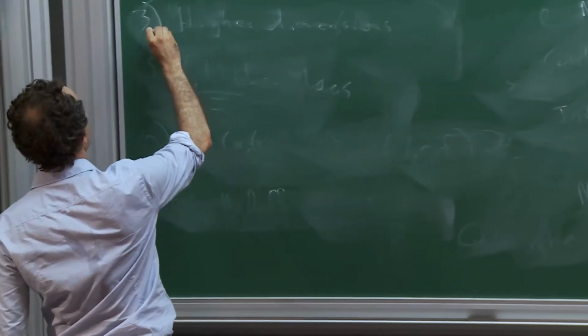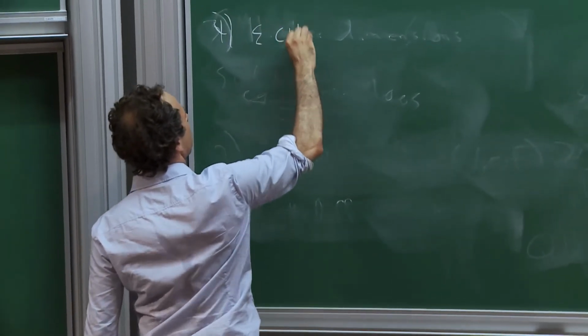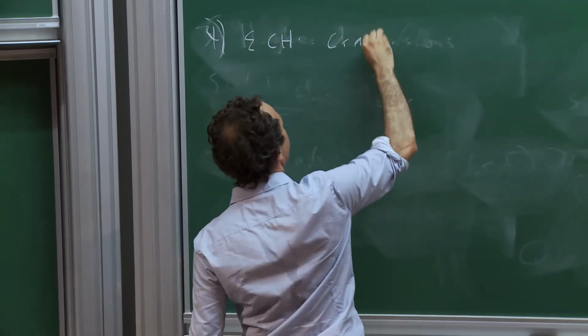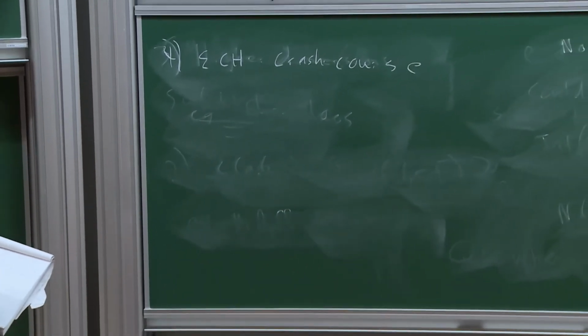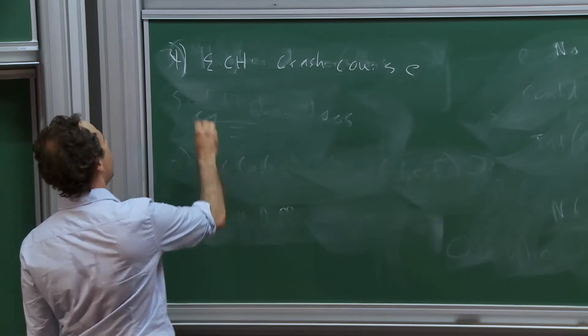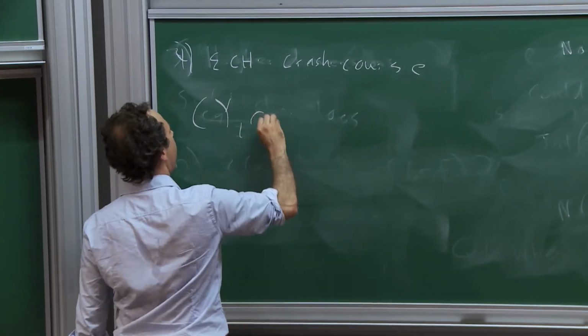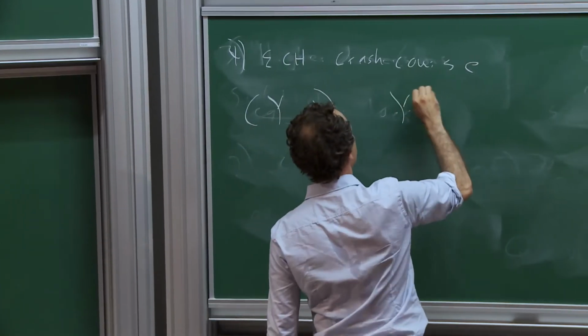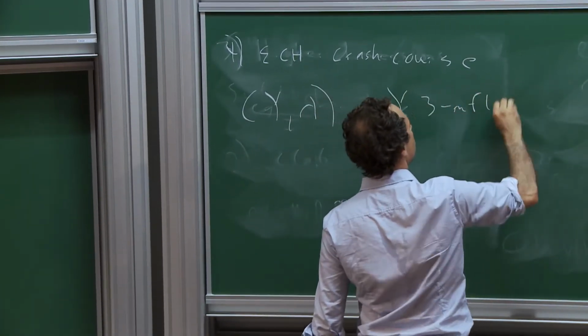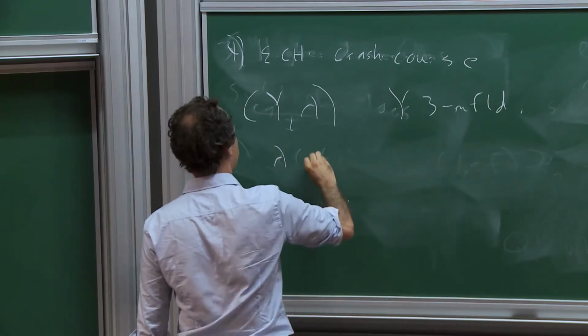So now we have our ECH crash course. You should think of this as the complete opposite of a mini course, where everything is done carefully and in much detail. OK, so for ECH, I have a 3-manifold. So now Y is a 3-manifold. And lambda is a non-degenerate contact form.